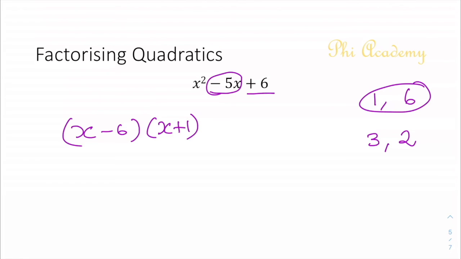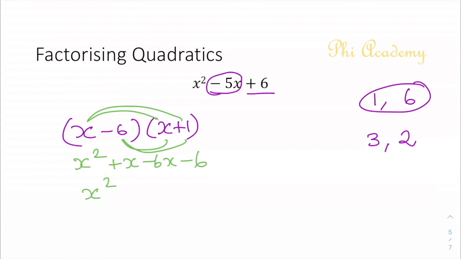Let us expand the bracket and see whether this is correct. x times x is x squared, x times plus 1 is plus x, minus 6x and minus 6. So when I collect the like terms, I get x squared minus 5x minus 6. I actually get the first two terms correct, but instead of a positive 6, I have a negative 6. So this actually will not work. Let us move on to the other option.